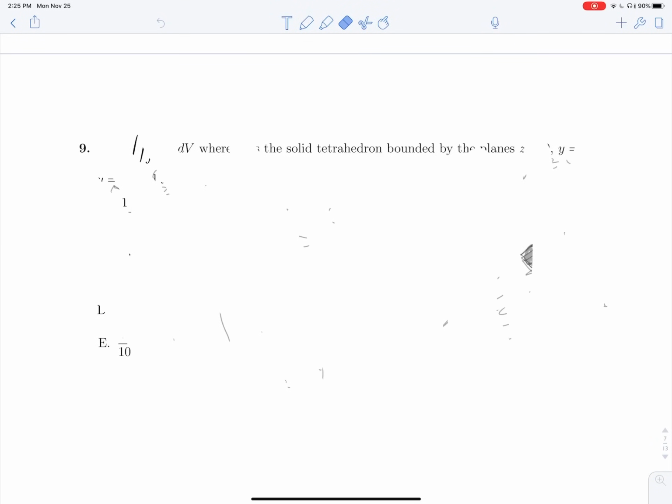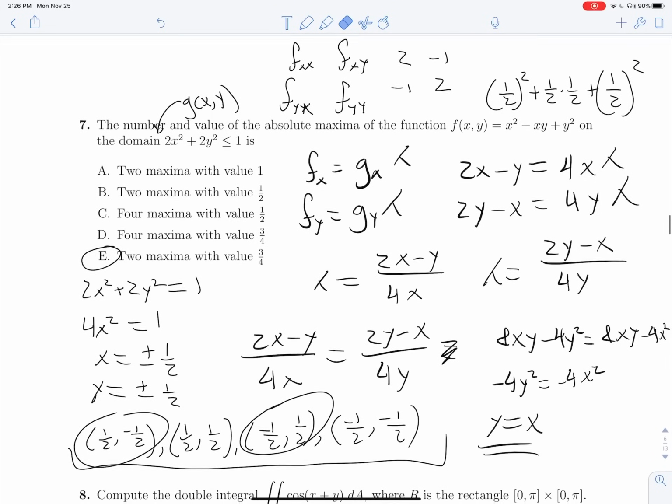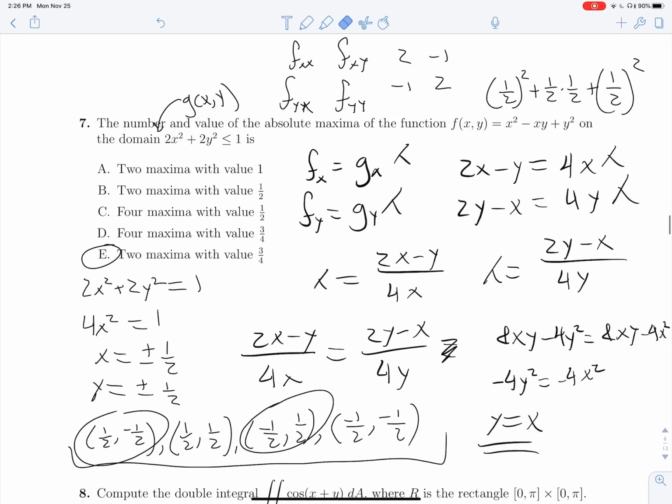Question 7, how we finished this one up. We found that y was equal to x, and we plugged that back into our g of x to find that x and y are both plus or minus 1/2. And then we took all those values and plugged them into our f of x over here to see how many of them were maxima.